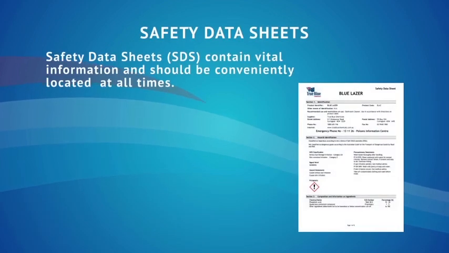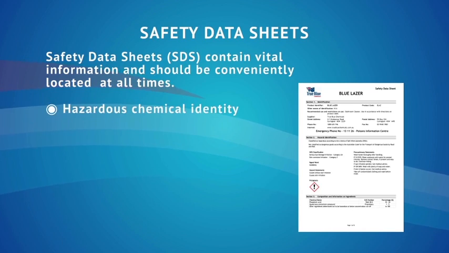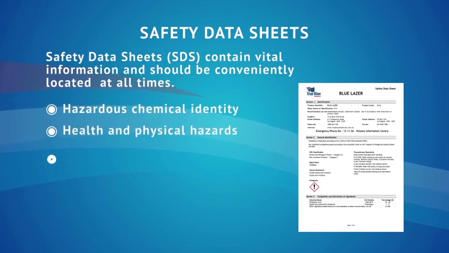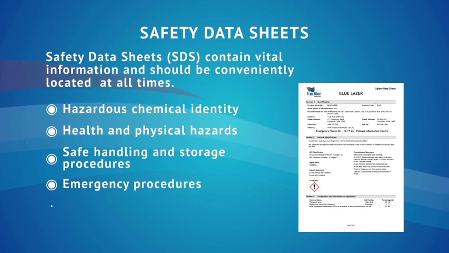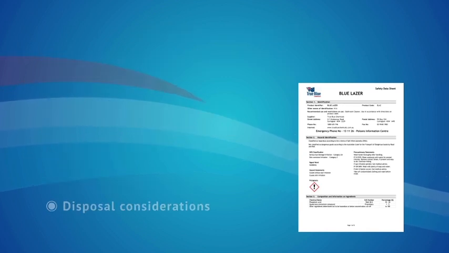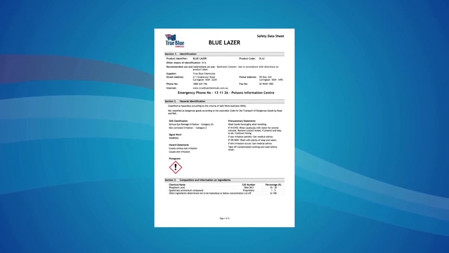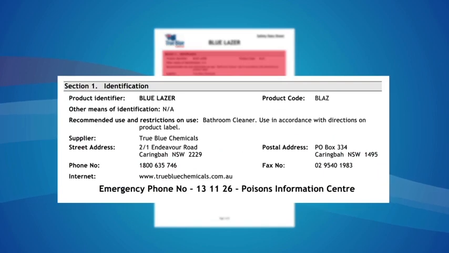Safety data sheets, or SDS for short, contain vital information and should be conveniently located for access by all staff at all times. You will find details such as hazardous chemical identity, health and physical hazards, safe handling and storage procedures, emergency procedures, and disposal considerations. The SDS should be the first point of reference when assessing workplace risks. Section 1 contains information on the manufacturer of the chemical and an emergency number in case of personal injury.